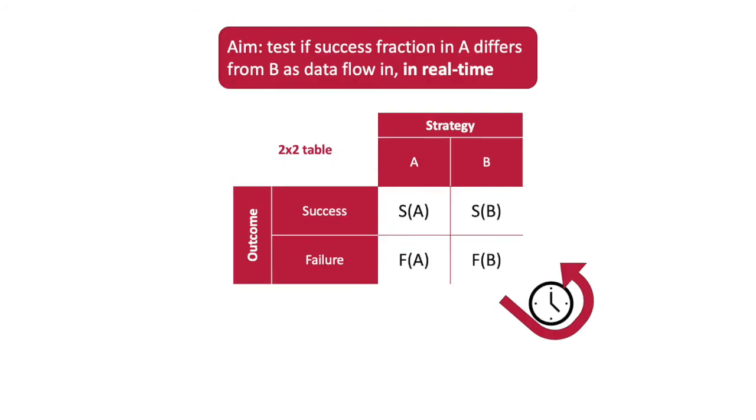In a 2x2 contingency table test, we aim to compare two strategies, A and B. So in two groups treated with one of the strategies, we observe the numbers of successes and failures, and we aim to decide if there is a difference in the success fractions between the two groups.